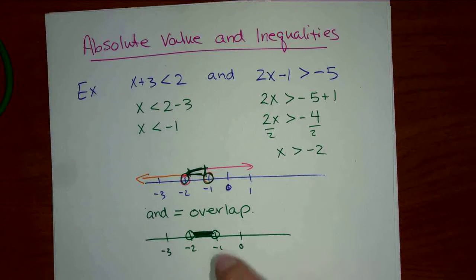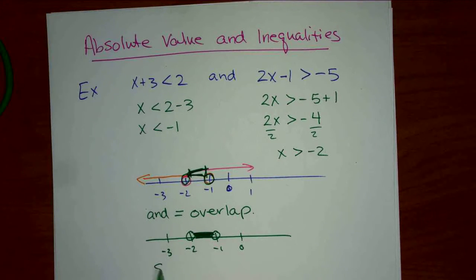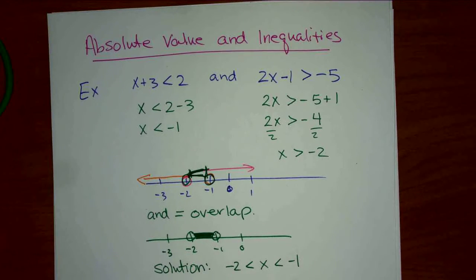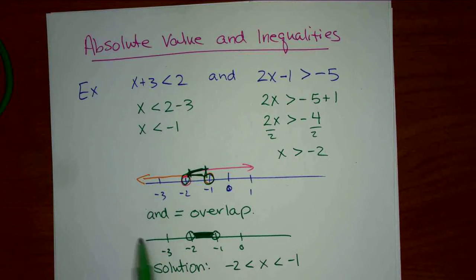So what's the solution? How do we write this as a solution? Remember, it's one piece, so you write it as one inequality. You put the lower number first and the larger number second. We always point down towards the smaller, and no equal sign, so that would be the solution.